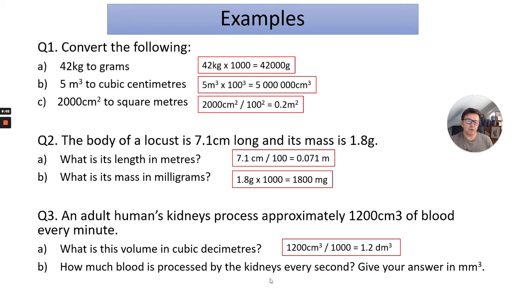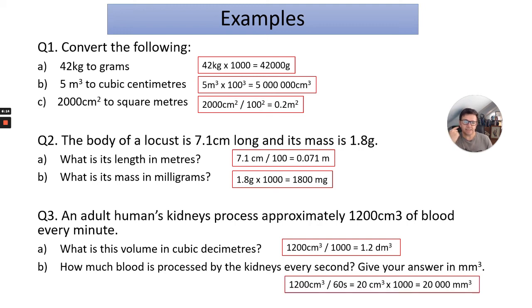How much blood is processed by the kidneys every second? It's a bit harder, that one, as it's millimeters cubed, so you've got to convert centimeters to millimeters and then work out every second. Well, there's 60 seconds in a minute, so what you would do is take the 1200 divided by 60 to get the answer, 20 centimeters cubed, but then convert it into millimeters cubed by multiplying it by 1000. Okay.